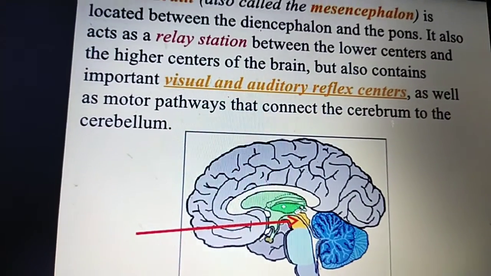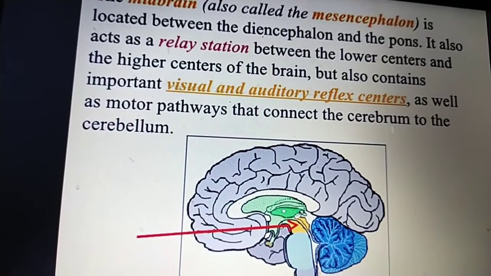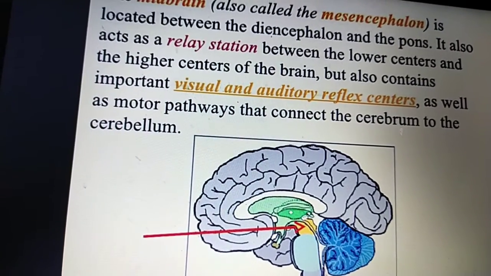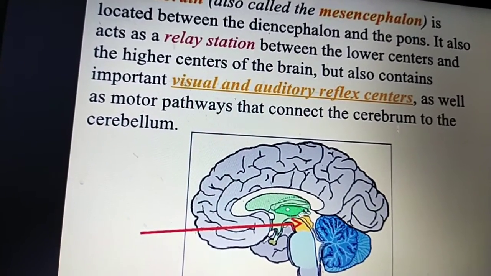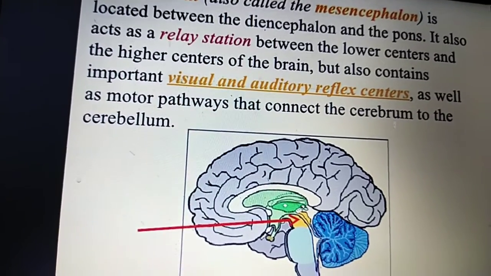Now we can go for the midbrain. The midbrain is also called the mesencephalon. It is located between the diencephalon and the pons.